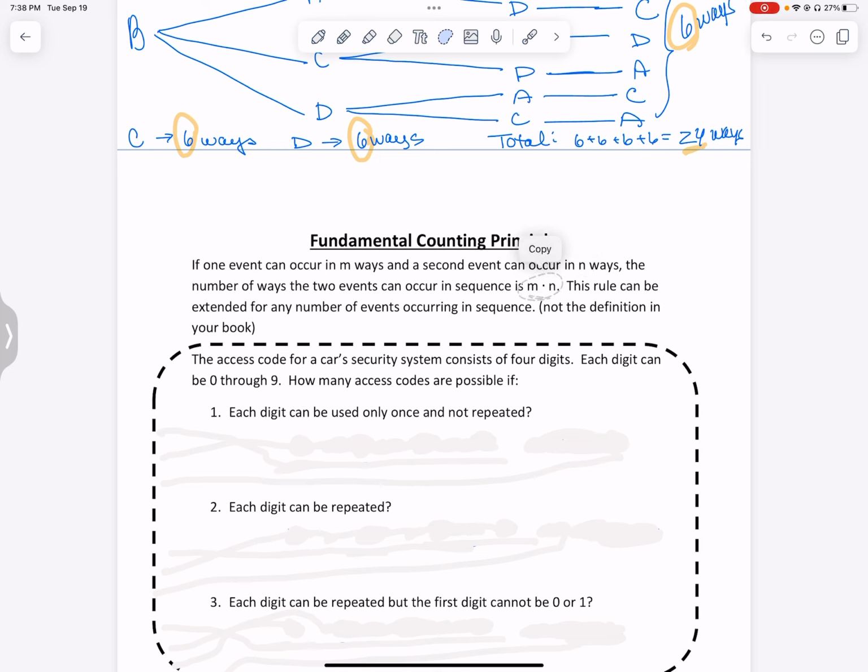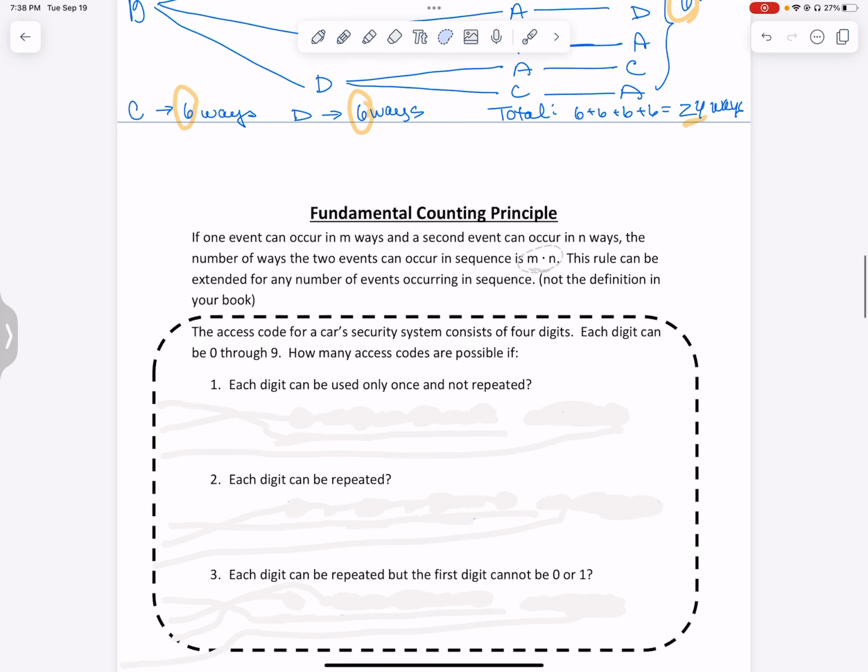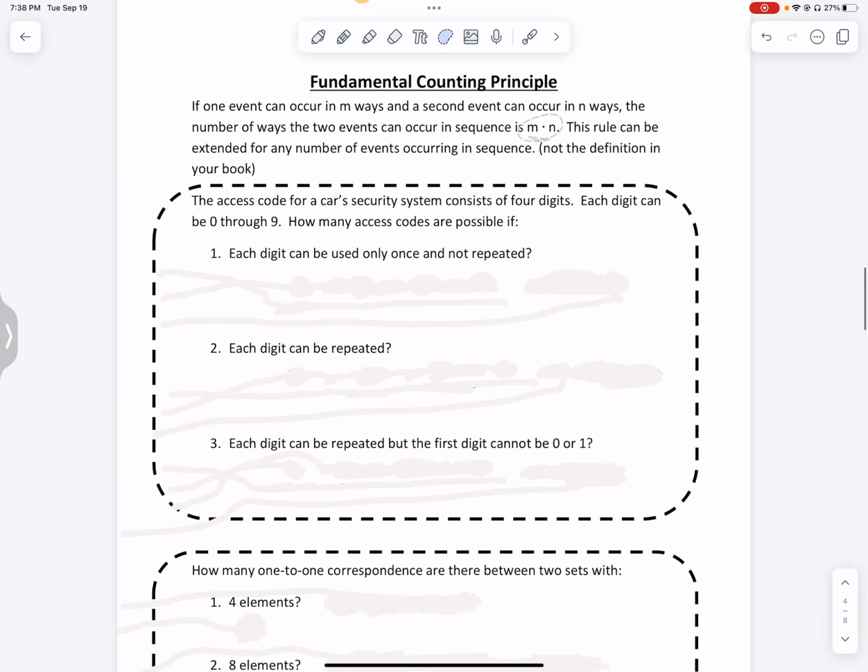That's what we're coming up with, okay? So let's do some examples. You have an access code for a car's security system that consists of 4 digits. I don't know if you've ever had a car that you didn't have to have a key to get in the door. You just punch in a little code and it opens the doors for you. That's what we're talking about.